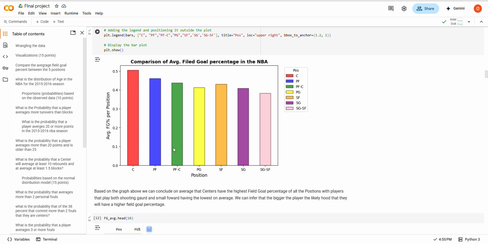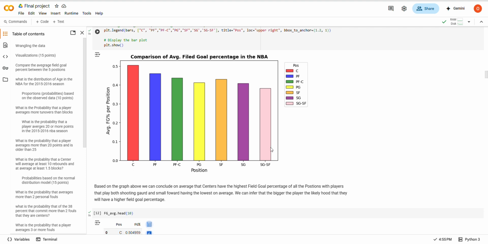and then based off of this graph right here, we came to a conclusion that bigger players, or players that play a position that's traditionally tall, would have a higher likelihood of having a higher field goal percentage, which makes the most sense because they will be taking most of their shots closer to the basket, which is a higher percentage shot anyway, right?